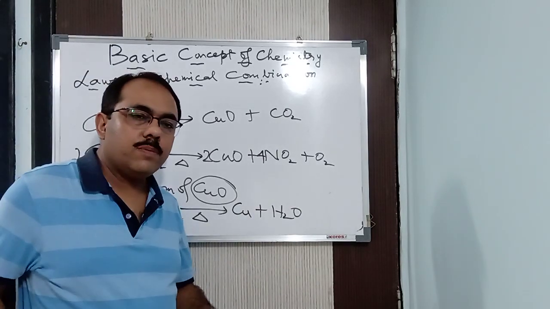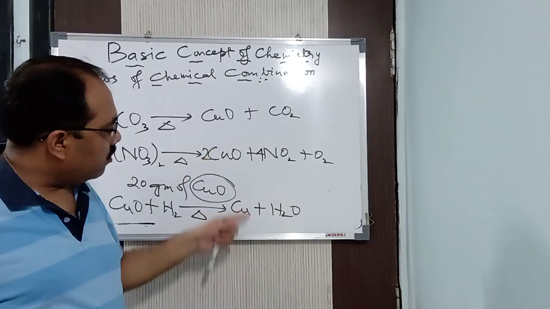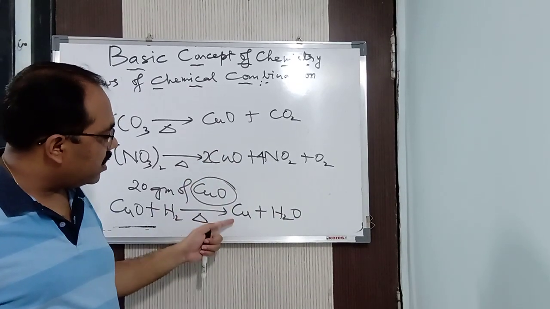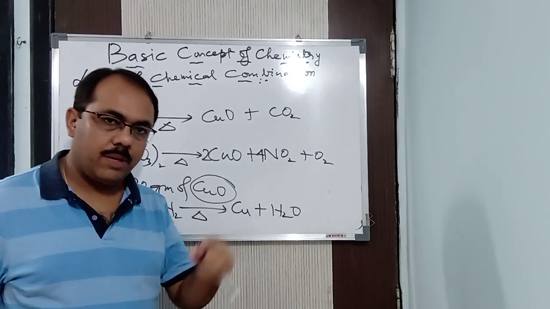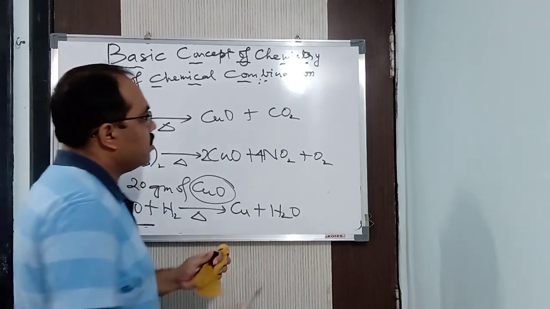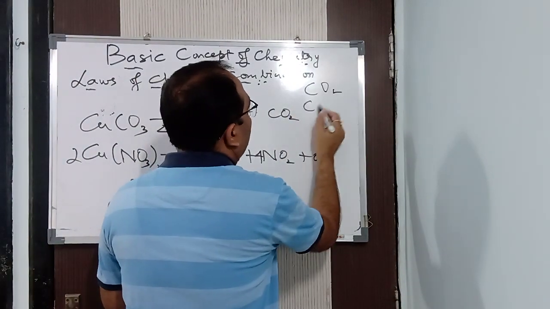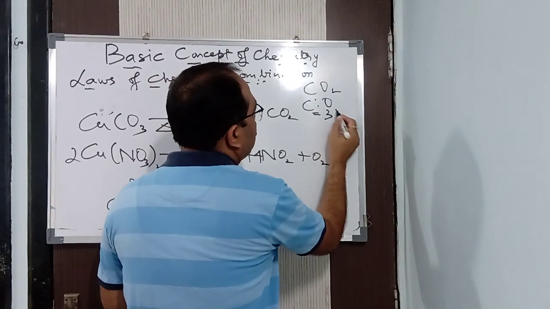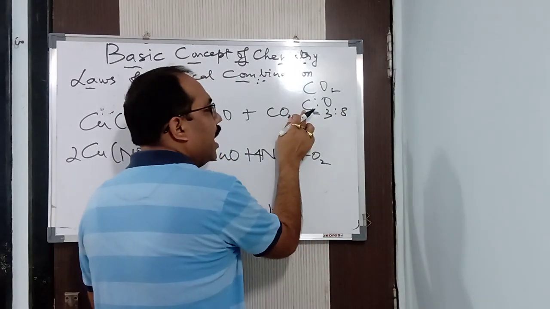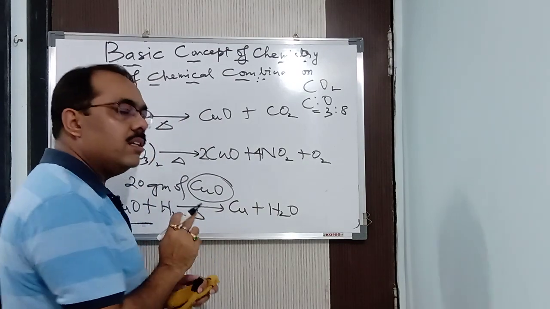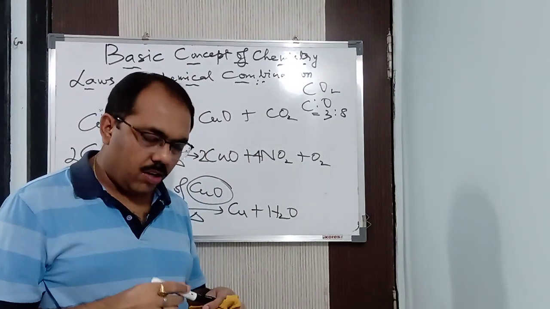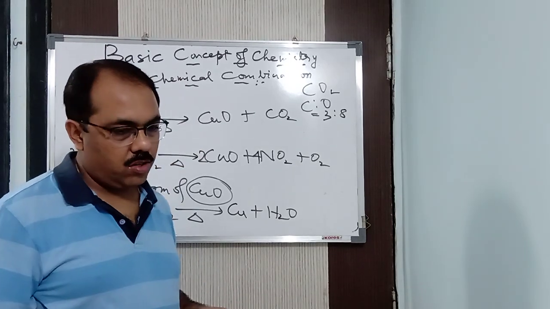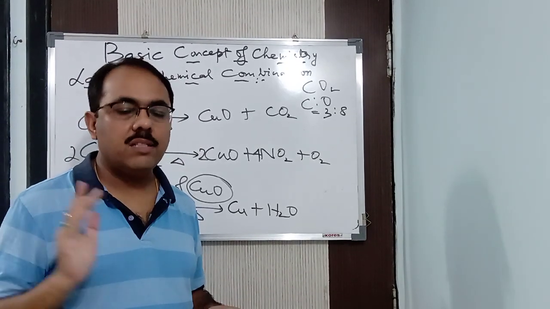Now, the limitation of this particular experiment is that it holds true as I took carbon dioxide. In the case of carbon dioxide, I got the ratio of carbon to oxygen as 3:8. If you remember, I have taken the atomic weight of carbon as 12. Clear? But the limitation of this law is that it was true up to the 19th century.